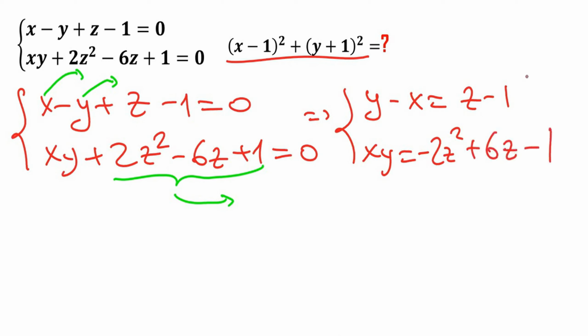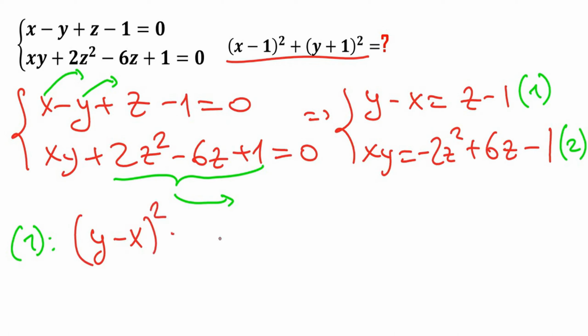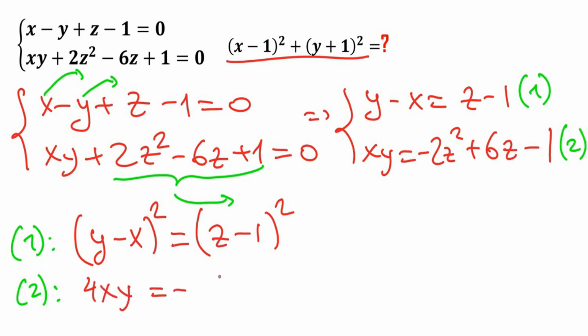Now let me label each equation. So this is the first equation, this is the second equation. I'm going to square the first equation. If I square the first equation, then I will get y minus x to the power of 2 is equal to z minus 1 to the power of 2. And for the second equation, I'm going to multiply both sides by 4, then I will get 4xy is equal to minus 8z squared plus 24z minus 4.